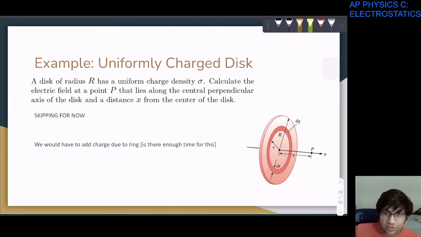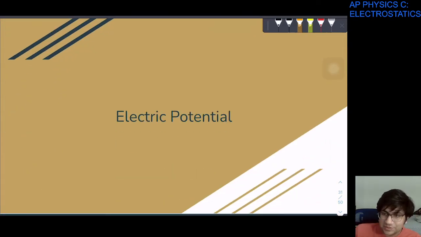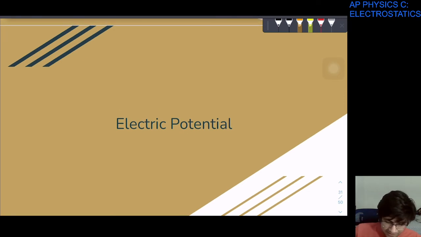Okay, now we're going to be skipping this uniformly charged disk, but I'll skip through it very quickly, just in case someone wants to pause and read. Now, we're going to look at electric potential next.